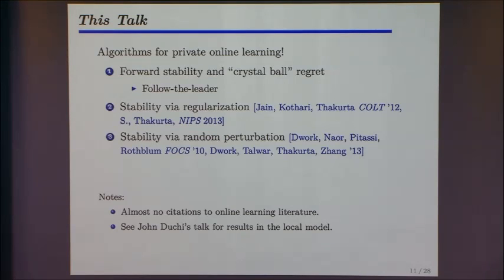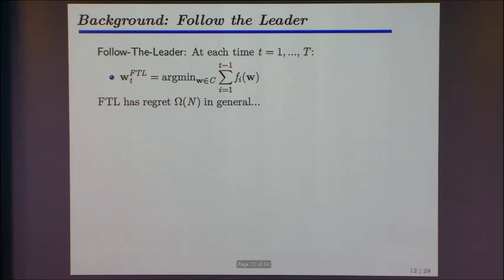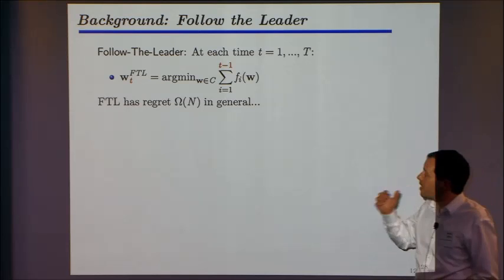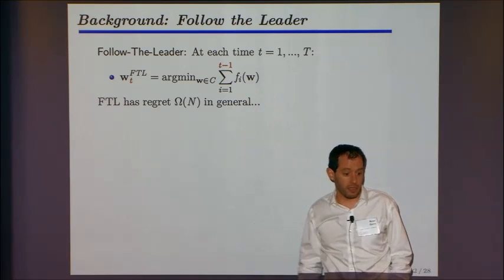Okay, so this is again the talk outline. Let's talk about forward stability and our little crystal ball. Some background: one thing you might want to do is called follow the leader. And in fact, it's surprisingly not a terrible idea. Follow the leader says, I look at everything I've seen in the past, all the cost functions I've seen so far, and at each step I'm just going to play the strategy that would have served me best in hindsight.